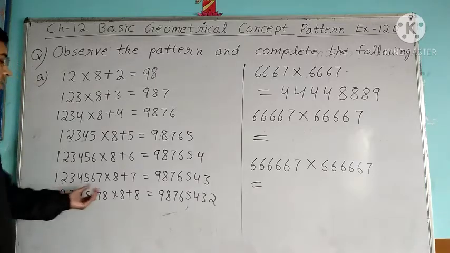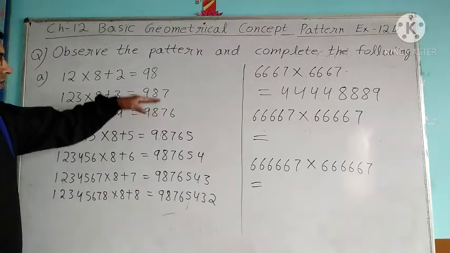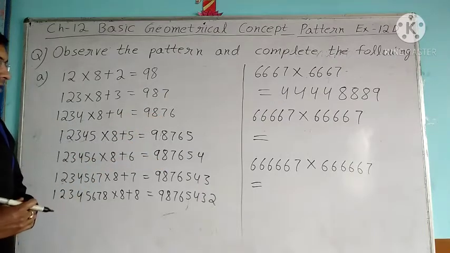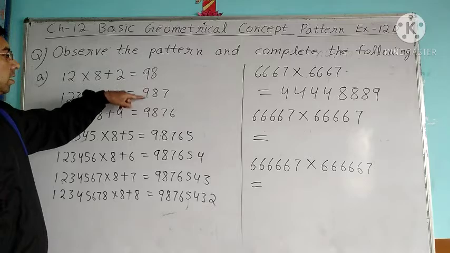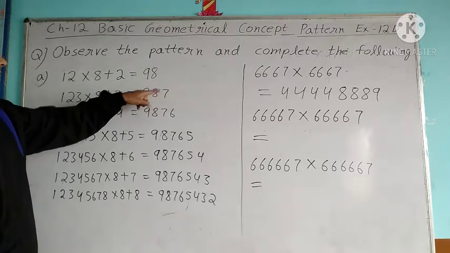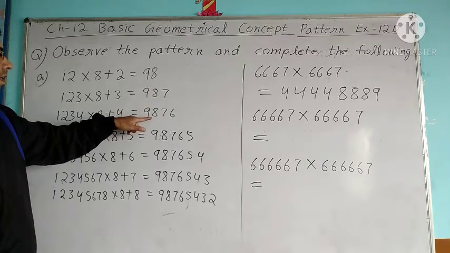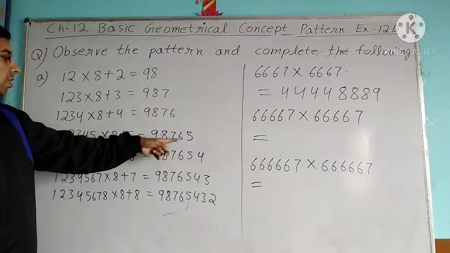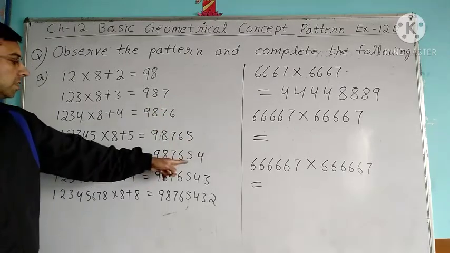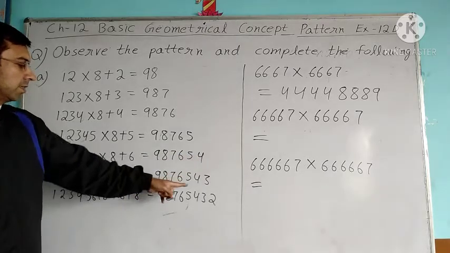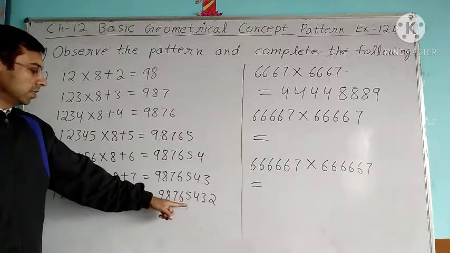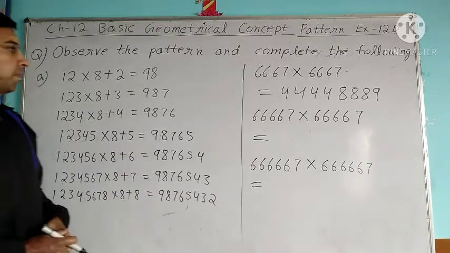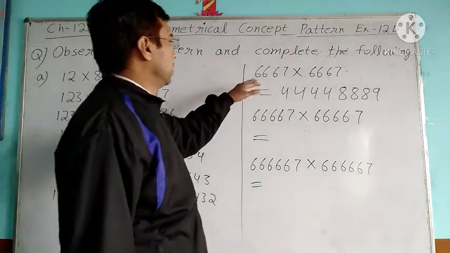So no need to multiply every time. You have to follow the pattern of this product, and then you can easily answer it. Clear? 98, then 98 and less than 8, 7, 987, less than 7, 6, then 9876, 5, 9876, 5, 4, 9876, 5, 4, 3, 9876, 5, 4, 3, 2. You have to follow this pattern. Now come to the next question.